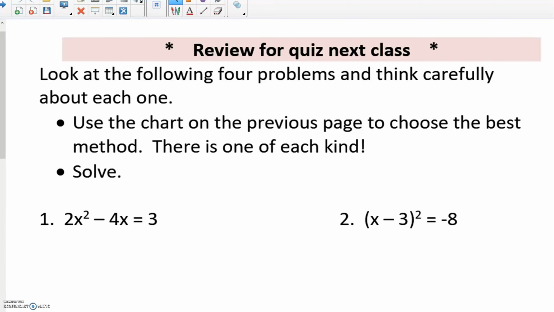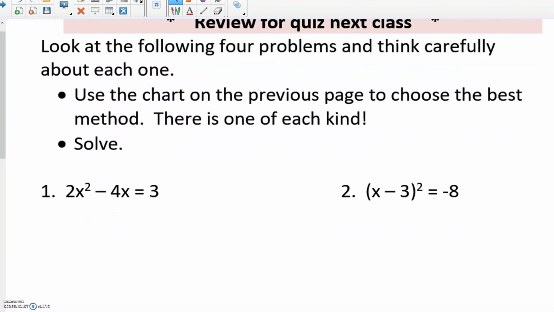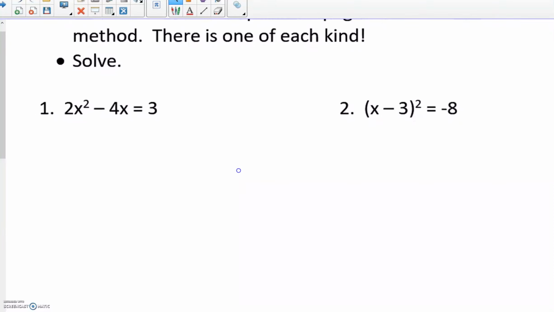All right, so here's the review for our quiz that we're going to have today. And we're going to be solving quadratic equations. I will point out that all of these quadratic equations could be solved with the quadratic formula or completing the square, but that may not be the most efficient way.